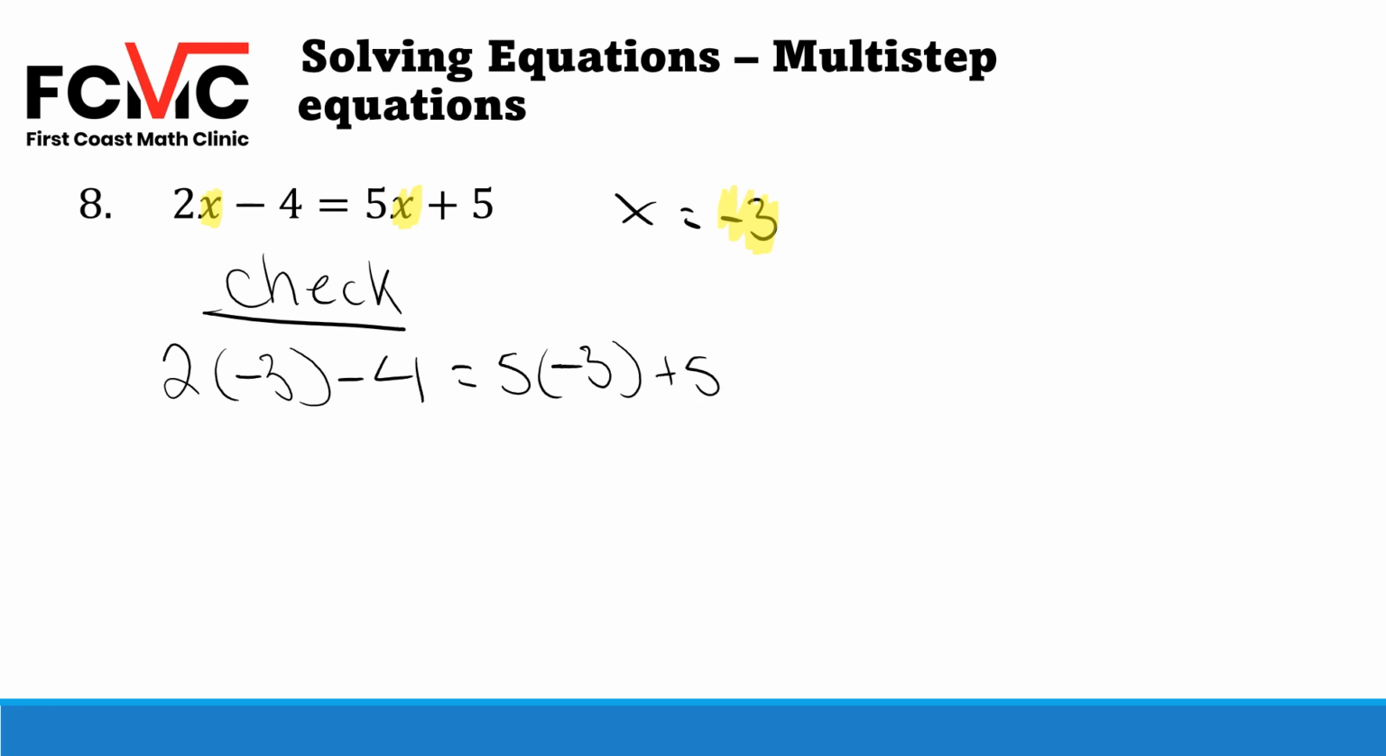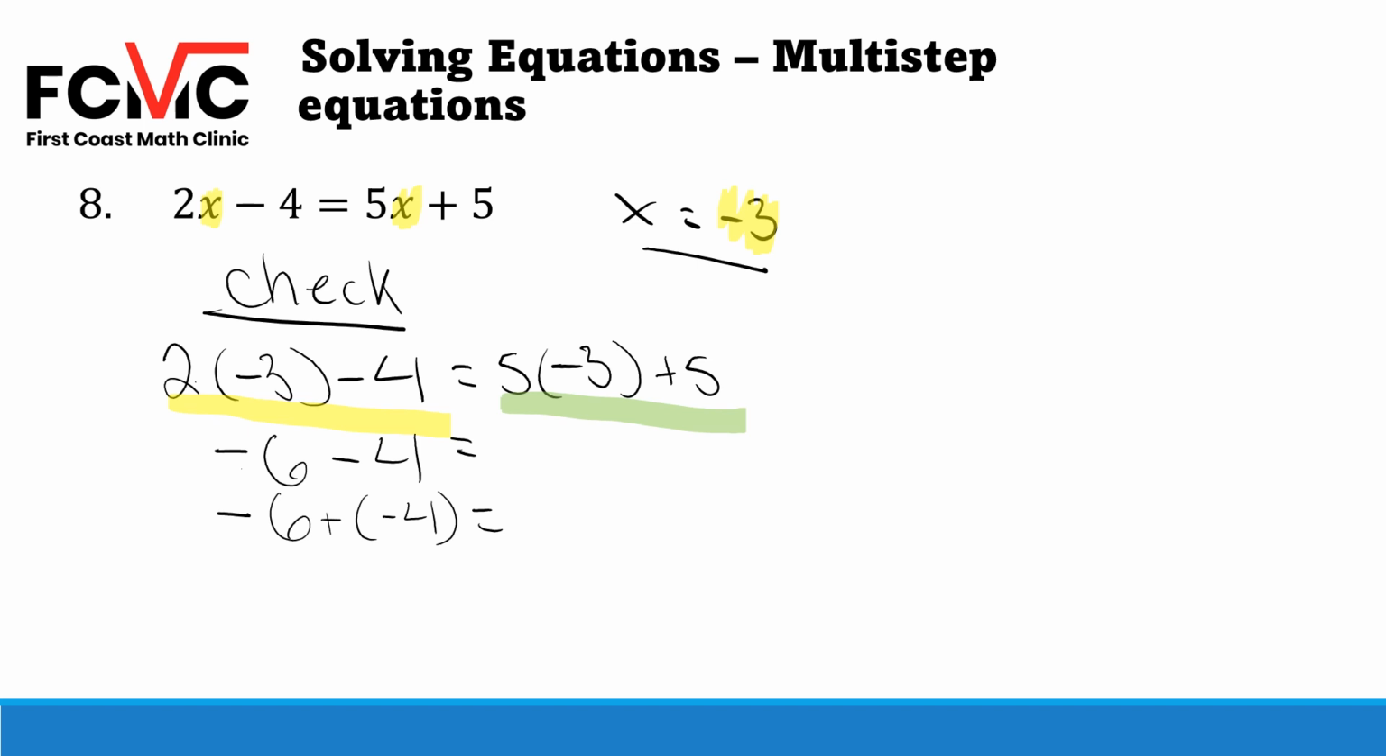plus 5. And if our solution is correct, the left side of the equation, so everything that's on this side, whatever I get on this side, should equal everything that's on this side. Okay, so let's see if that's true. So 2 times negative 3 is negative 6. Minus 4, negative 6 minus 4, we could use our subtraction rule. This becomes negative 6 plus negative 4. Negative 6 plus negative 4 gives us negative 10. All right, so left side is negative 10.